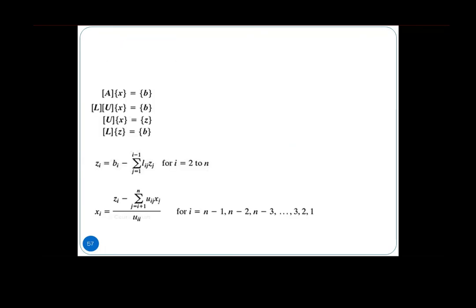Then we have our general matrix. If you look into the matrix just now, U_KJ equals A_KJ minus the summation of L_KP U_PJ, from P equals 1 to K minus 1. So it's actually looking from J equals K to N, right?